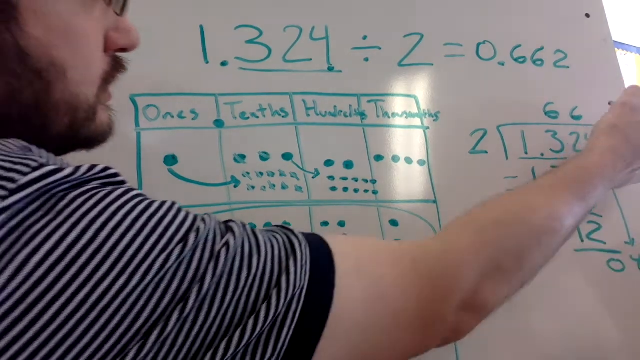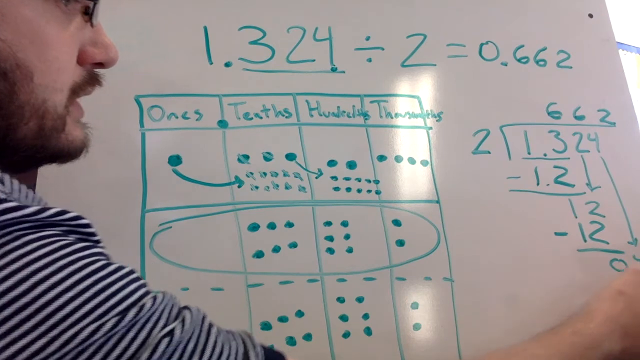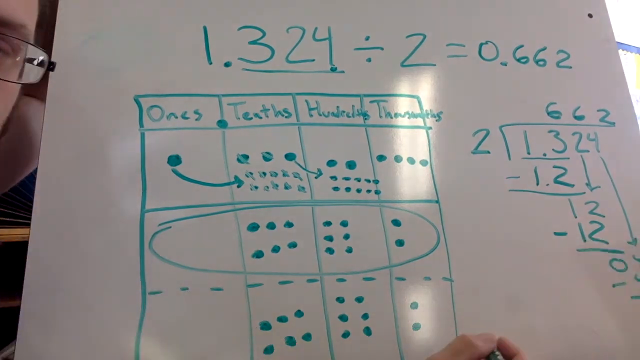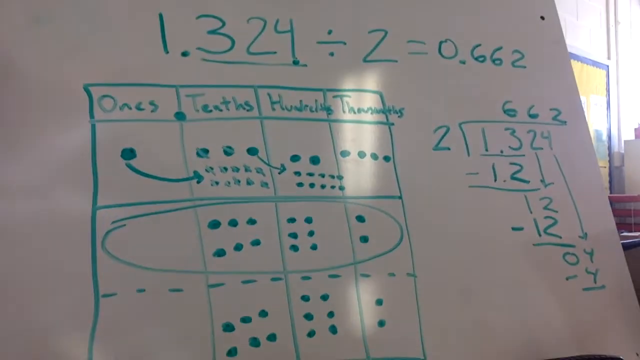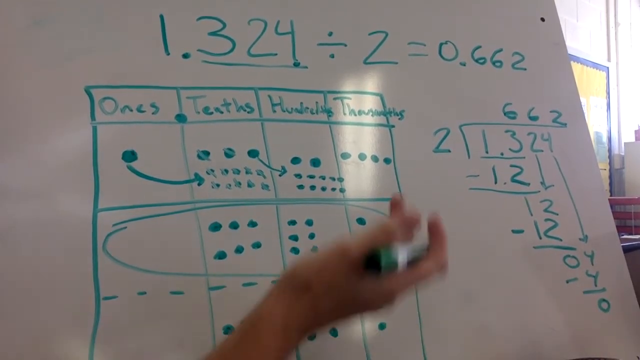2 goes into 4 2 times. 2 times 2 is 4, so that we can check it. 4 minus 4 is 0. Nothing left over, so we're done.